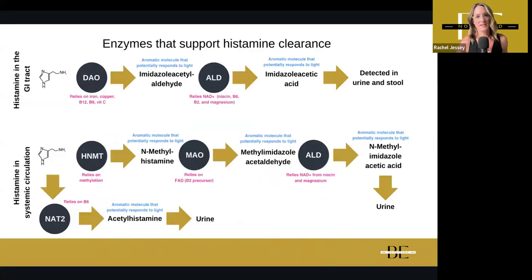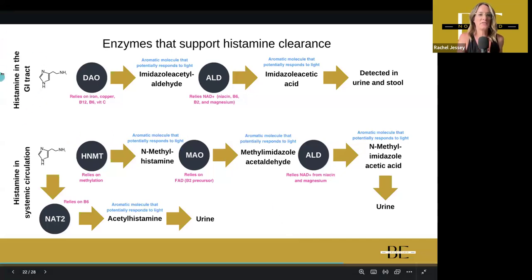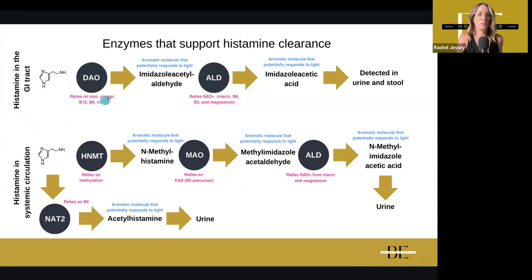So this rather intimidating slide is showing you how histamine actually gets removed from the body. When we look at histamine in the gastrointestinal tract, that will go preferentially through the diamine oxidase enzyme pathway. And I've already introduced you to diamine oxidase. That is the primary enzyme in the digestive tract that will take histamine and shunt it through a pathway to ultimately end up being removed through the urine or via the stool.